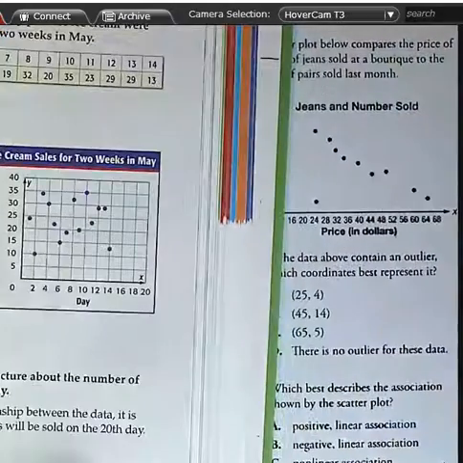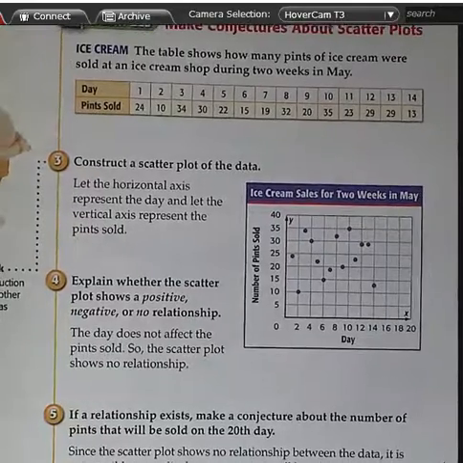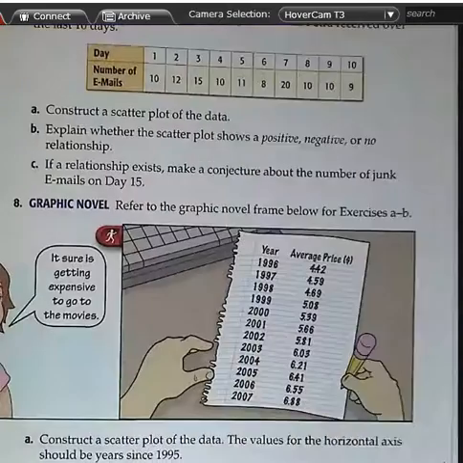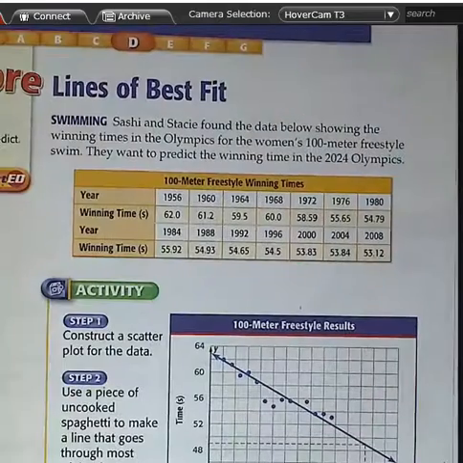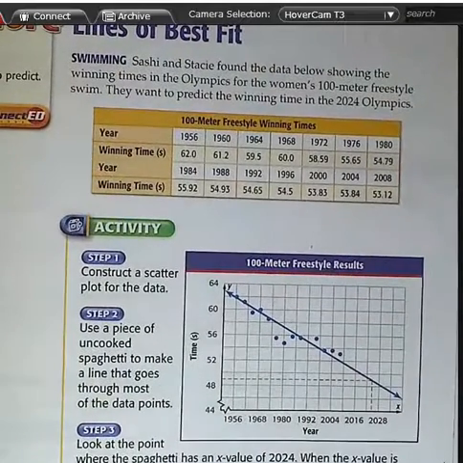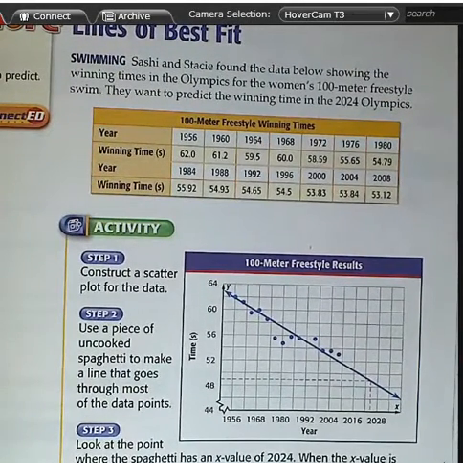Today what's going to happen is we are going to turn now to page 619. What's going to happen now is last week we talked about lines of best fit, and you guys became great by the end of that lesson.